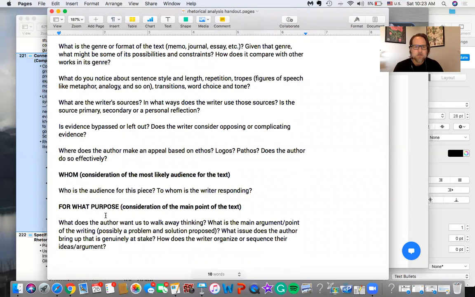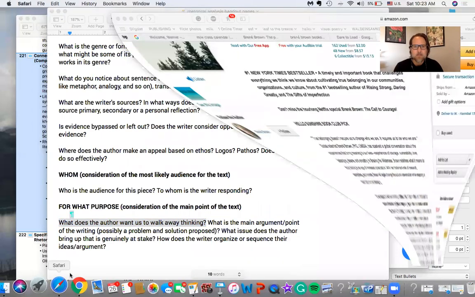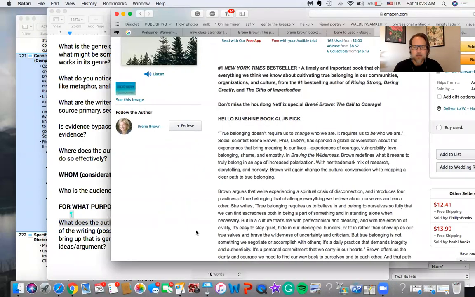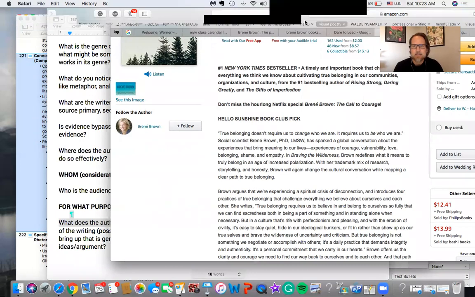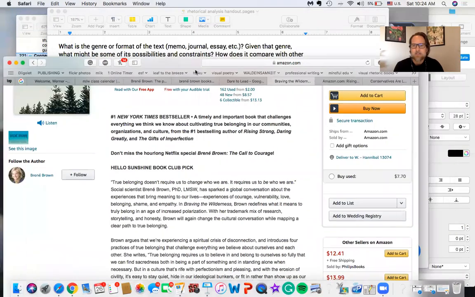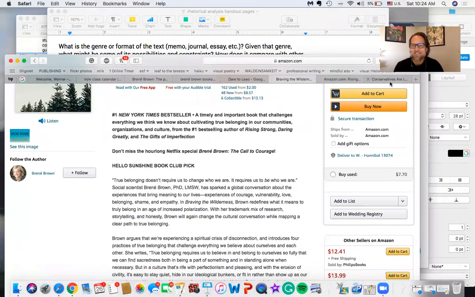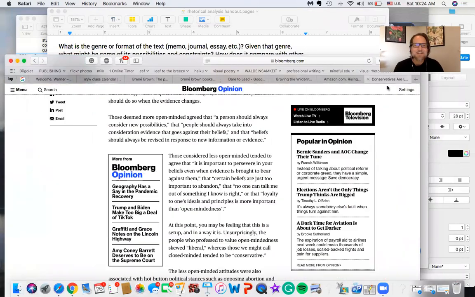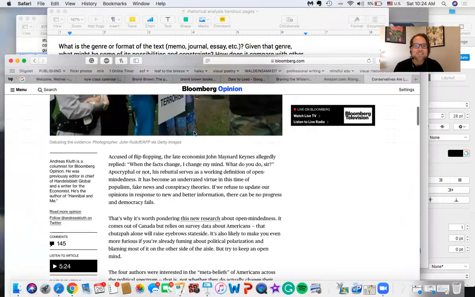Last but not least, the purpose. What does the author want us to walk away thinking? And so when we look at this article that we had the other day, that I think is going to be helpful for us to look at again, as I'm racing the clock here because I don't have this computer plugged in, but heck, it's going to work out for you guys.